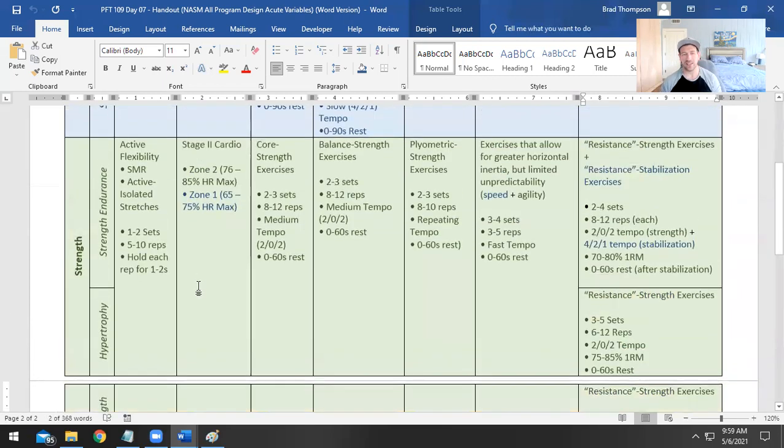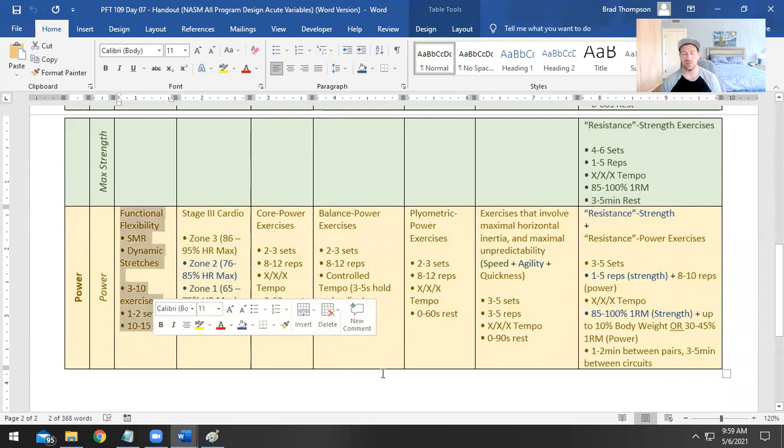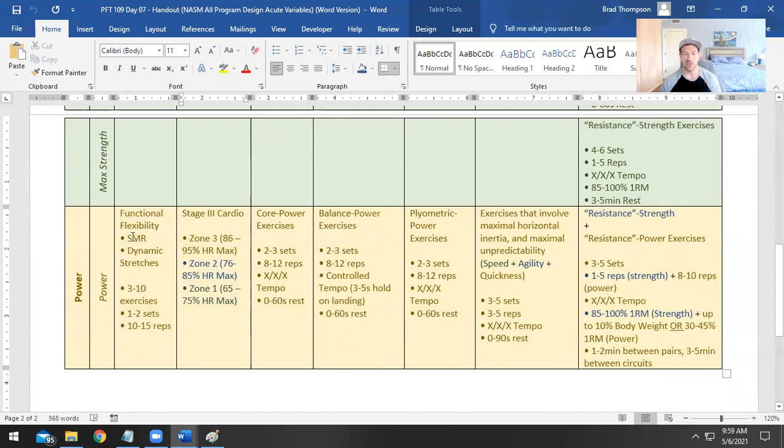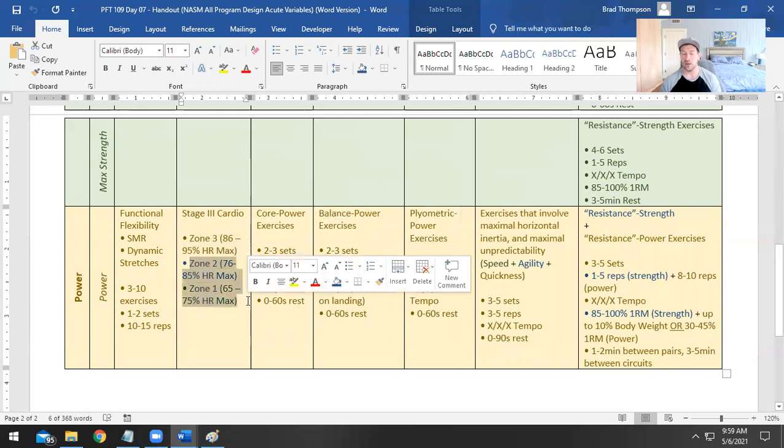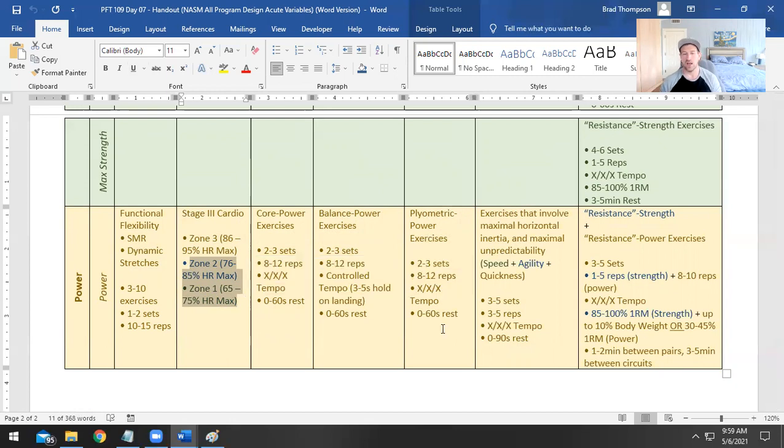Then we finally get to change things up again, and we're going to do functional flexibility for clients who are in power. That's going to be SMR and dynamic stretches, 3 to 10 exercises in terms of how many you choose. You can do about 1 to 2 sets of about 10 to 15 reps there. Stage 3 cardio, you're going to do zone 3 for your work, and you're going to use zones 2 and 1 for recovery. So again, we're basically building on the foundation that we did from our last, let's say, month, right? Then core power, balance power, reactive power.